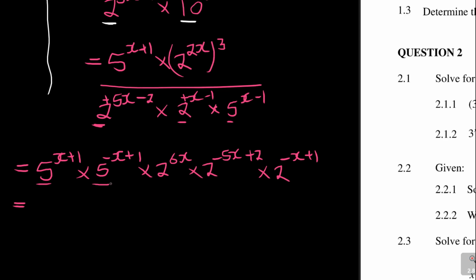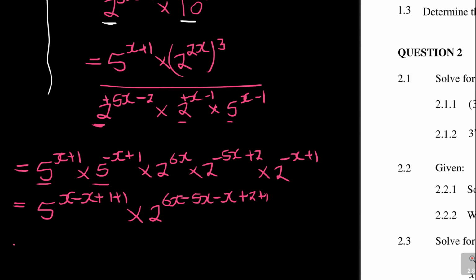Same basis. What do you do? You add. So we have 5 to the power of x here. We're collecting like terms. X minus x. You see that? And then plus 1 plus 1. Are you seeing that? Times 2 to the power of 6x. Are you seeing that? Minus 5x minus x. And then on the numbers plus 2 plus 1 equal to 5. Then you can see what's happening. X minus x. So you've got 5 squared here.